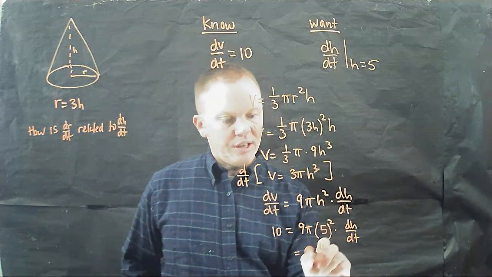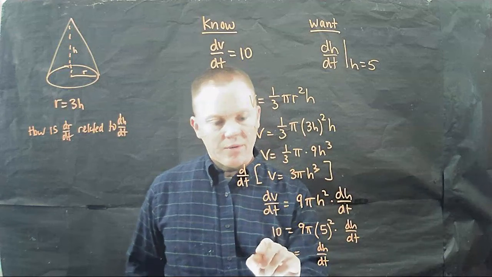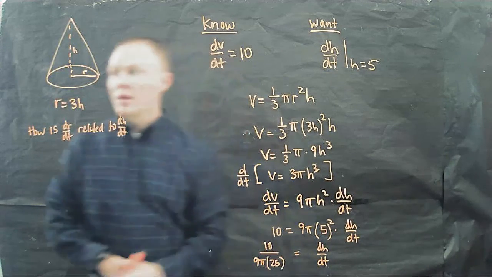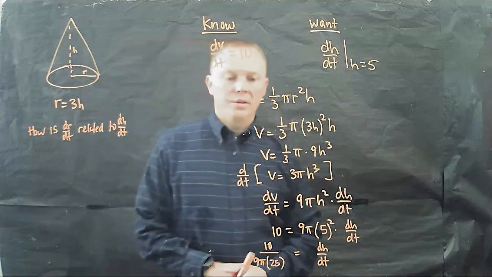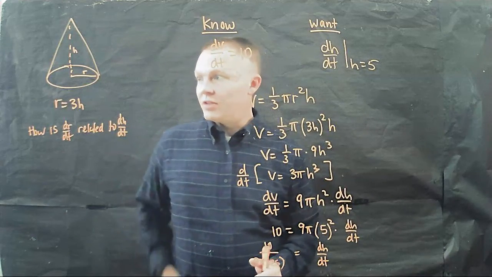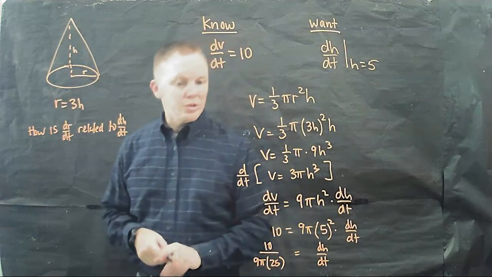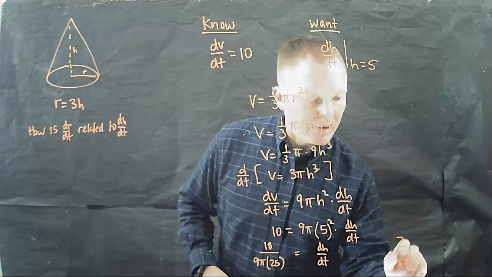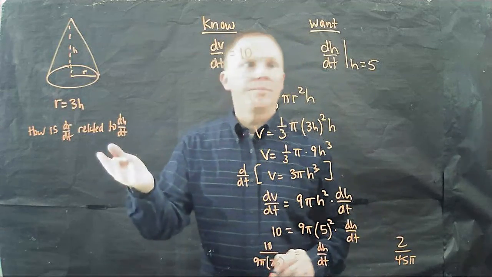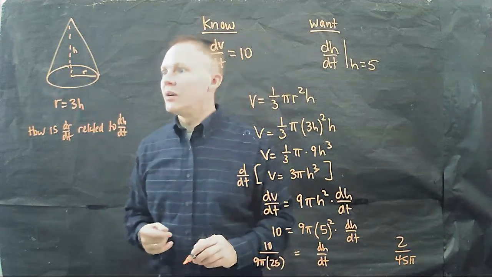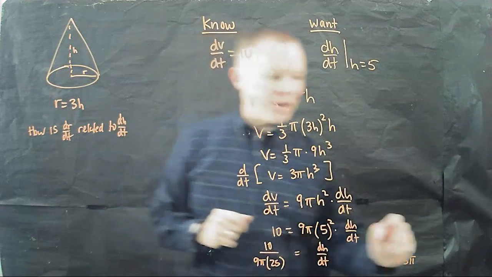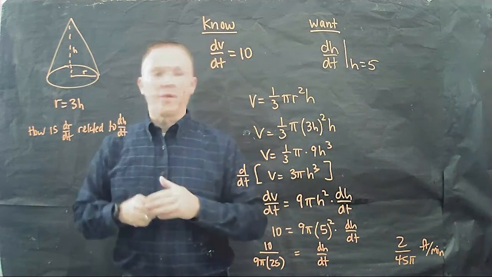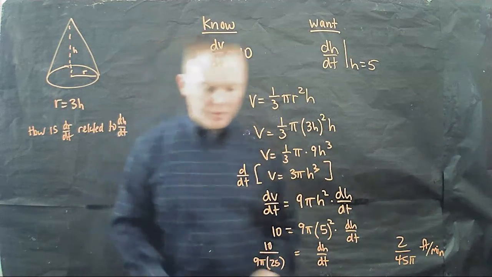So dh/dt here is going to be 10 over 9 pi times 5 squared. Okay? So that ends up simplifying, I think, to 2 over 45 pi. So there you go, 2 over 45 pi. And what are the units of that, by the way? It's going to be feet per minute. I didn't label the units, but I think this was feet per minute. Okay? So that's problem 35. We'll clean off this board, and then we'll set up 36.